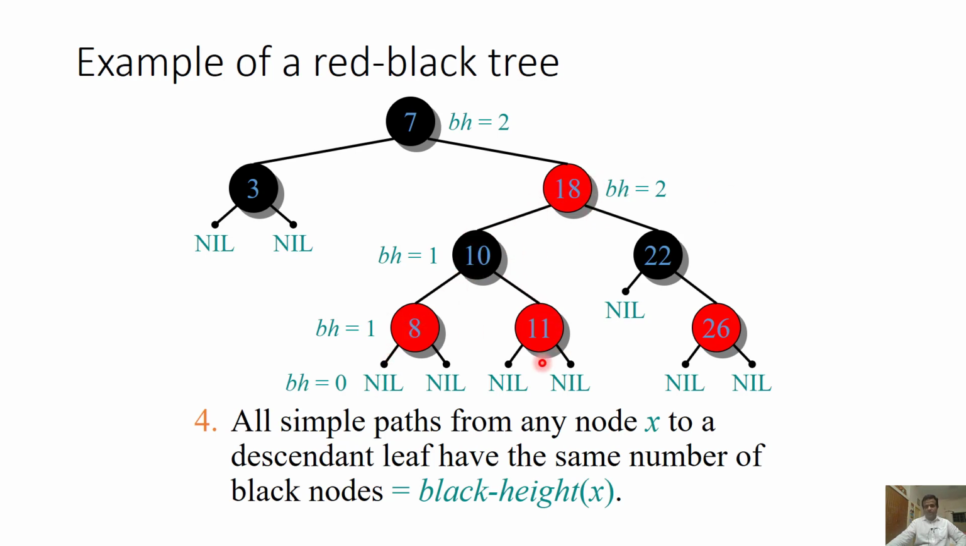If we consider this way, it is 2. If we consider this way, it is 2. If we consider this way, all are 2. So, the black height of this node is 2.